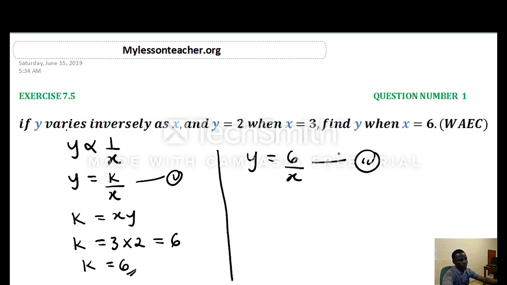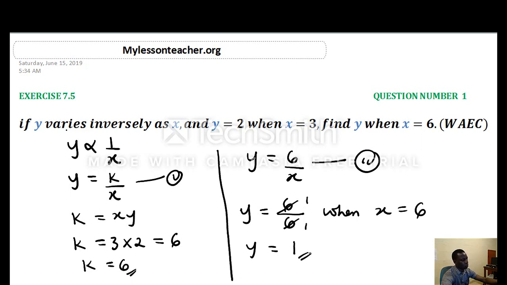The question says we should find y when x is equal to 6. So what we are to do in this case is to substitute the value of x into this equation to get our value of y, and that will give us that y will be equal to 6 divided by 6 when x is equal to 6, and we'll have y is equal to 6 into itself is 1, so that our answer for y is equal to 1.